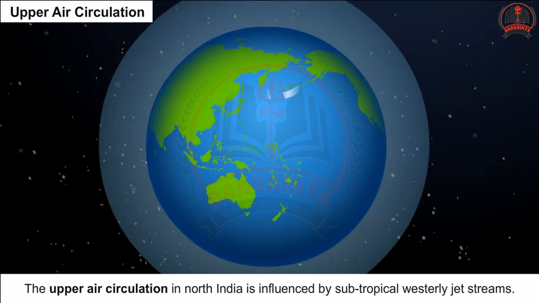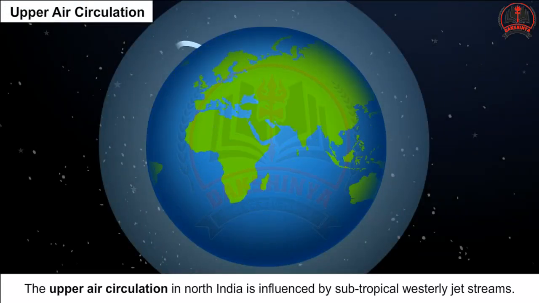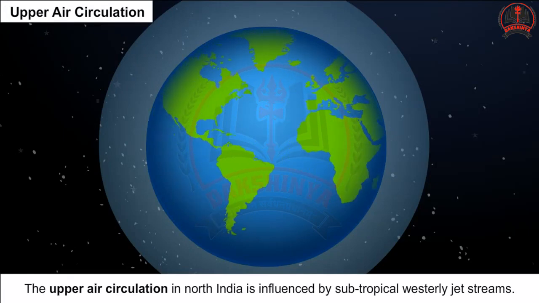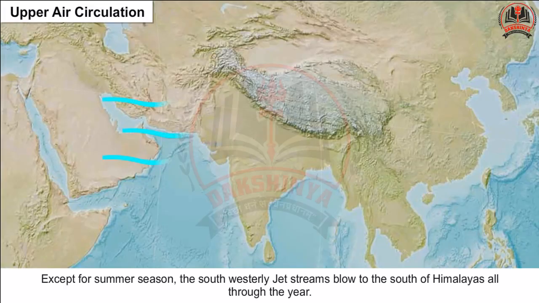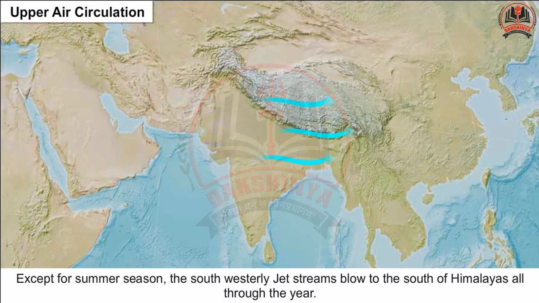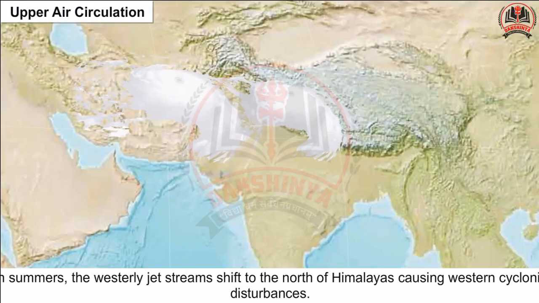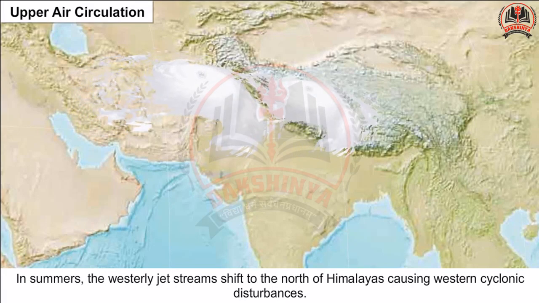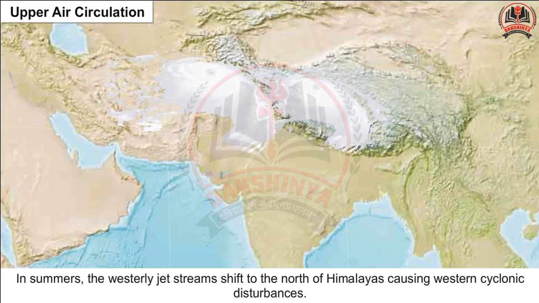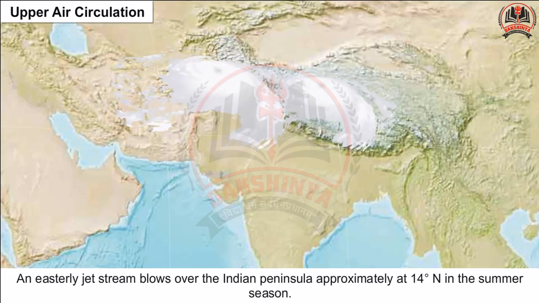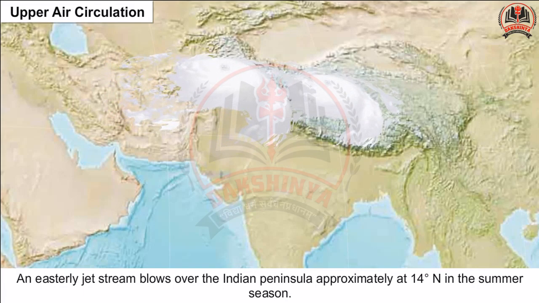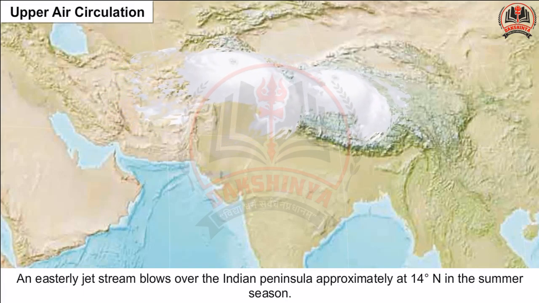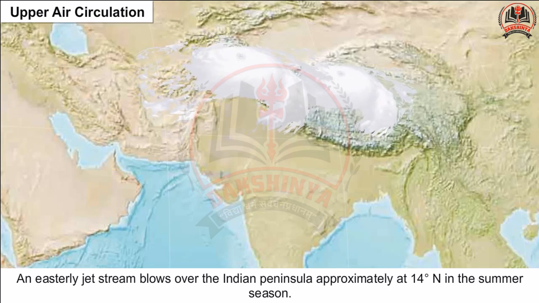The upper air circulation in North India is influenced by subtropical westerly jet streams. Except for the summer season, the westerly jet streams blow to the south of the Himalayas all through the year. In summers, the westerly jet streams shift to the north of the Himalayas, causing western cyclonic disturbances. An easterly jet stream blows over the Indian peninsula approximately at 14 degrees north in the summer season.